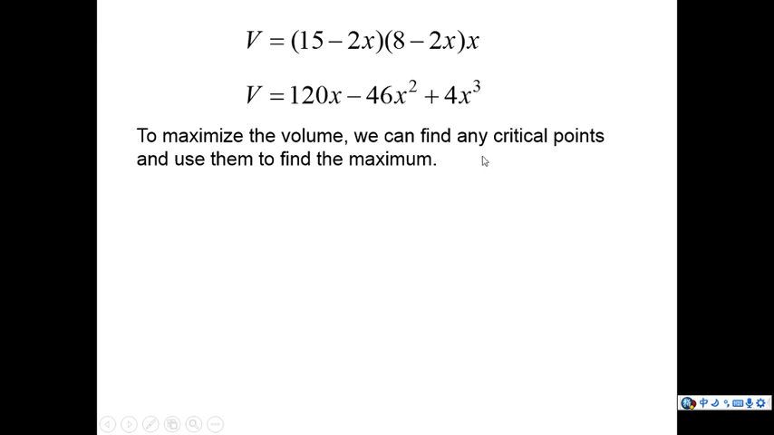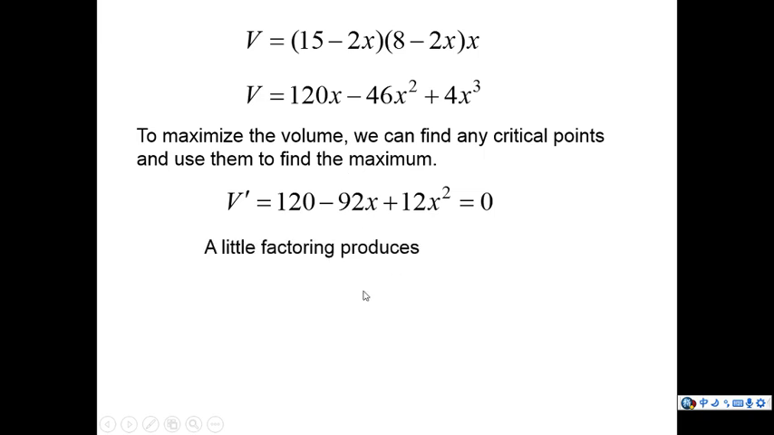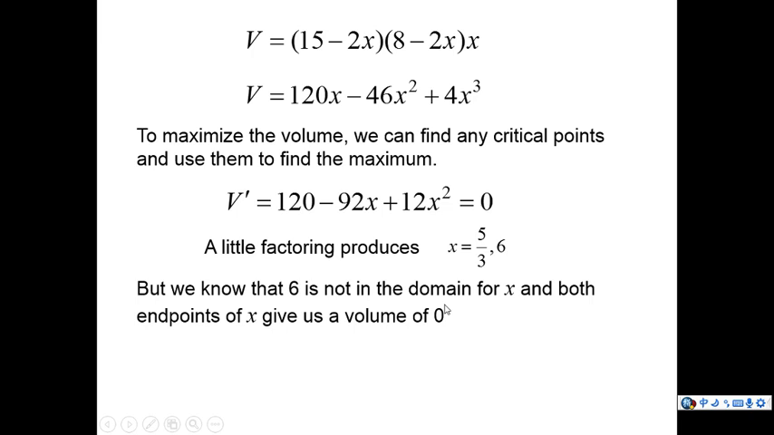To maximize the volume, we can find the critical points and then use them to find the maximum. So from there, you want to take the derivative. So we got 120 minus, using the power rule, 92x, and then plus 4 times 3, 12, x squared. Again, it's all the power rule. And now you want to set that equal to 0. Back to algebra 2 and pre-calc, we want to factor this a little bit. Once you factor it and solve for x, we do have 5/3 and 6.